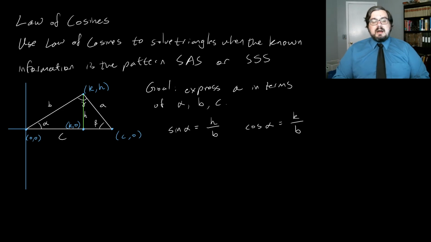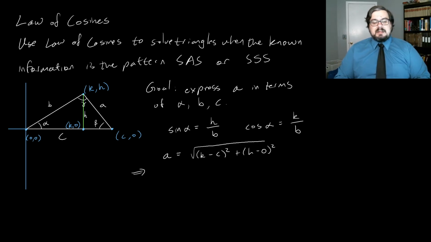And now we also have the distance formula. We have that A is equal to the distance between the point c, 0 and the point k, h. And so that gives us that A is the square root of (k minus c) squared plus (h minus 0) squared. And this I want to rearrange, and I want to express these things in terms of sine alpha, cosine alpha, and b.